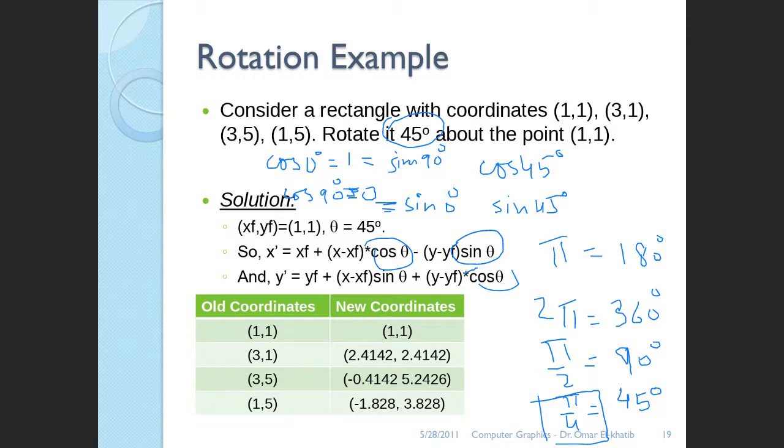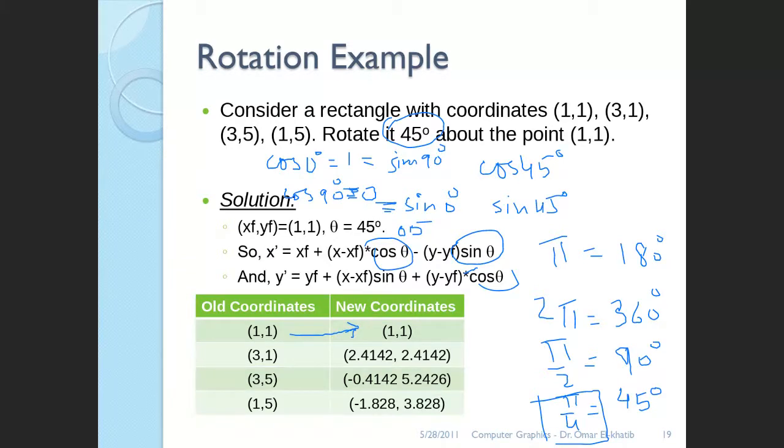You can search Google, for example, for the values of pi by 4. The value of both of them is 0.5. So when we put these values, we will get what? The original point (1, 1) remains the same, (1, 1). There is no change.